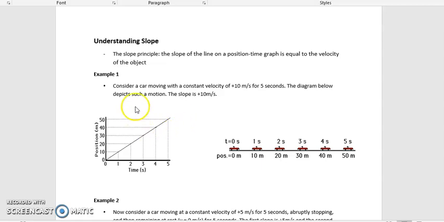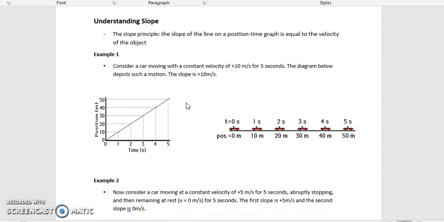So we'll just look at this for example. Consider a car moving with a constant velocity of 10 meters per second, okay, for 5 seconds. So here we have on this little diagram, we see that we're traveling 10 meters every second, so we're traveling 10 meters per second, and then that's also graphed on our line over here. So if we know that our velocity is 10 meters per second, we also know that our slope is 10 meters per second.